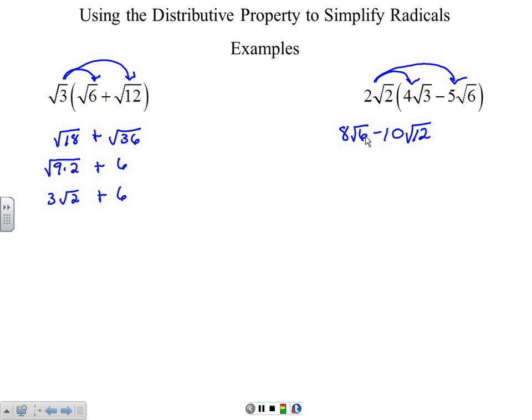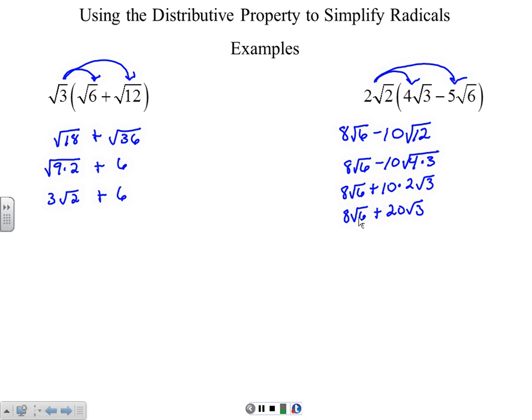There's not a perfect square that will go into 6, so 8 square roots of 6 is simplified. But the 12, there is a 4 that is a perfect square, so it's not simplified. So you have 8 square root of 6 plus 10 times 2 square roots of 3. And so you'll have 8 square roots of 6 plus 20 square roots of 3.